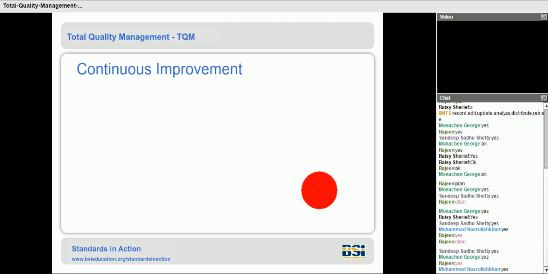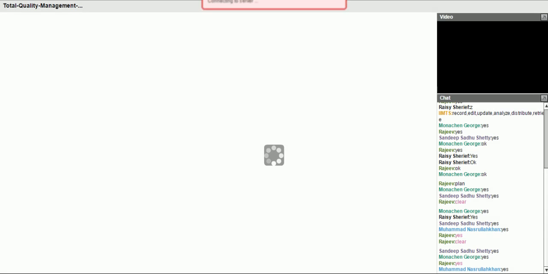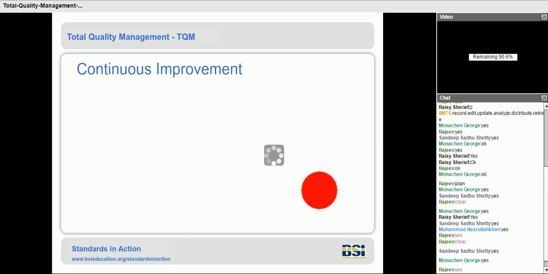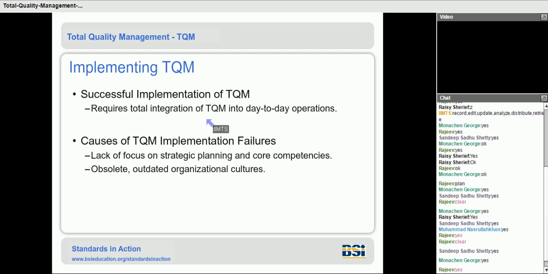So total quality management is a continuous improvement process. That means a philosophy that seeks to make never-ending improvements, and how you implement total quality management. Successful implementation of total quality management requires total integration of total quality management in day-to-day operations.